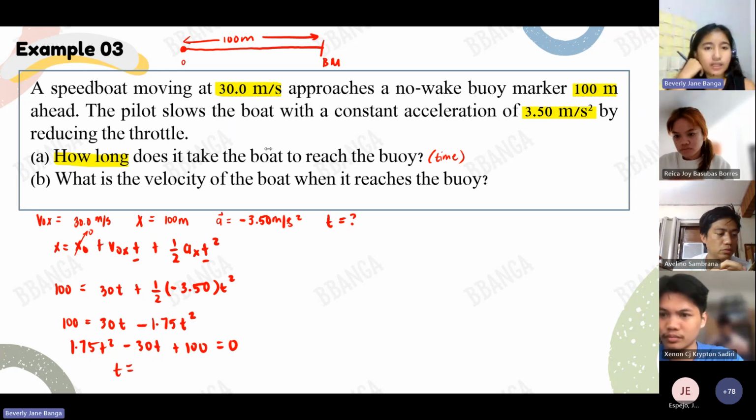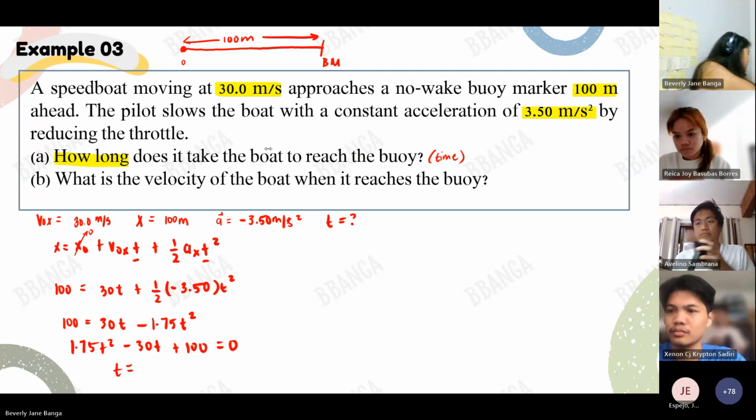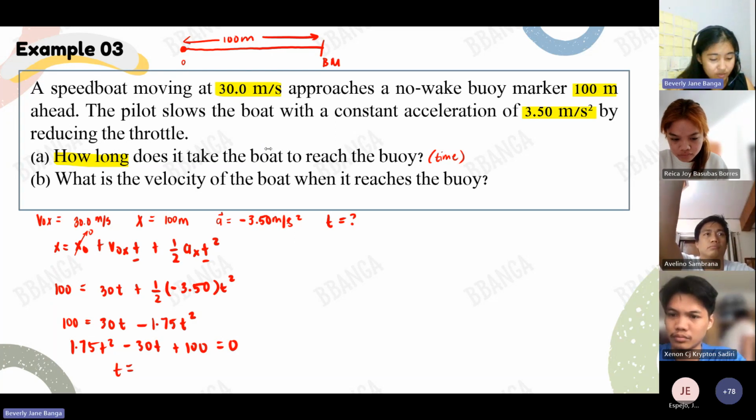Janren, whenever you're ready, you can unmute and let me know of the answer. Anyone with the answer already?